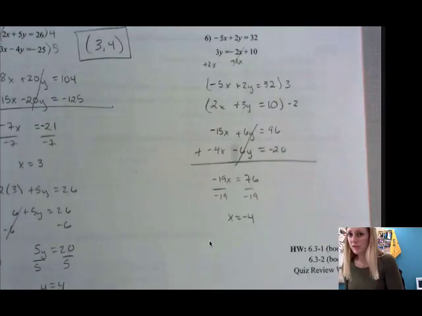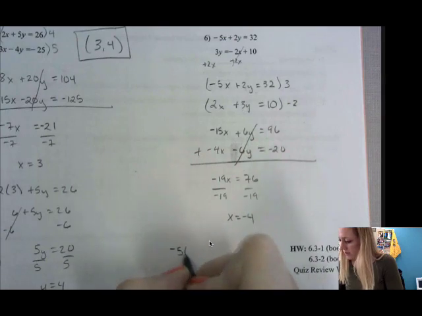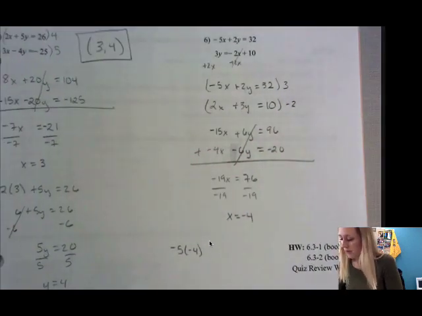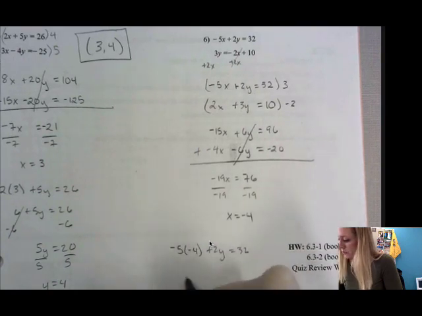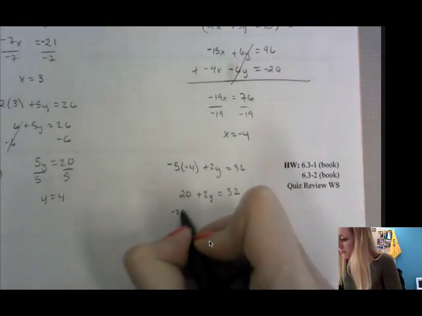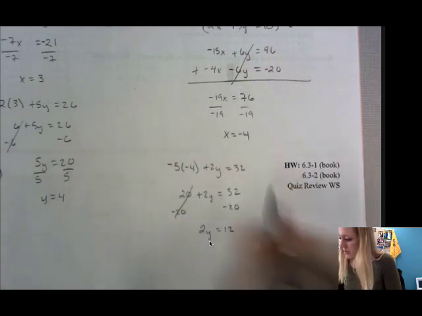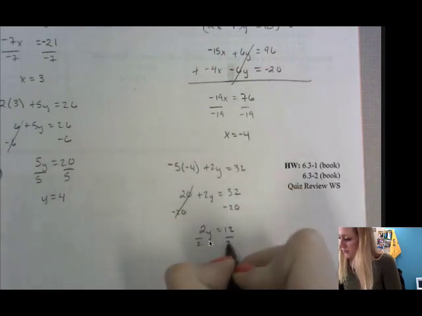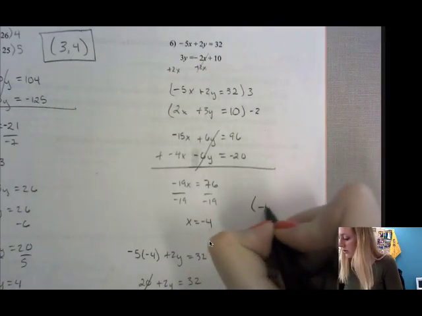Okay, have x, so take our x, plug it back into the original. So negative 5 times our x, negative 4, plus 2y equals 32. Positive 20 there. Now I get y by itself here, so we'll subtract 20. 2y equals 12, and divide by 2. Y is equal to 6. So negative 4 and 6, so my solution is that ordered pair.